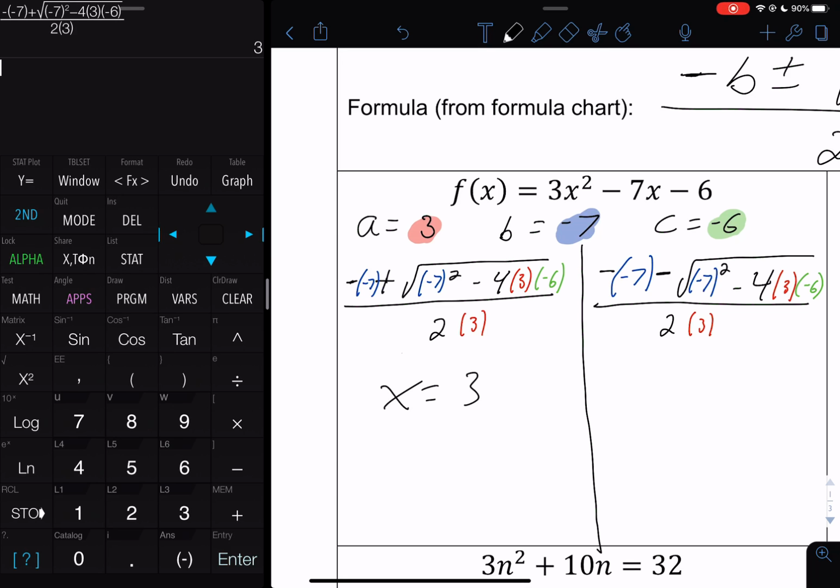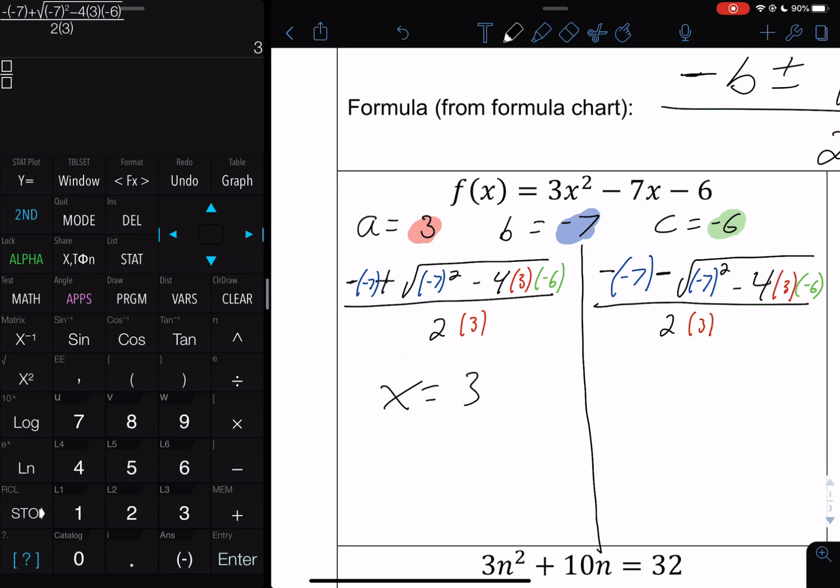So you can just go and copy your stuff. I cannot do it with this calculator, so we'll retype it again. Negative, parentheses, negative 7, close parentheses, minus, this time, second square root, parentheses, negative 7, close parentheses, minus 4, parentheses, 3, close parentheses, parentheses, negative 6, close parentheses. Oh, I forgot the fraction, so let me start again.